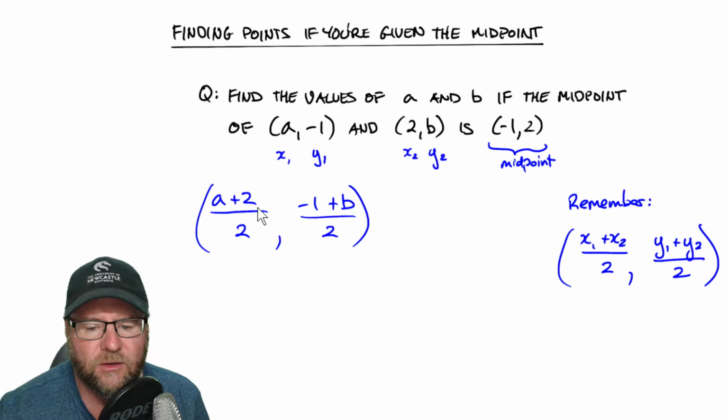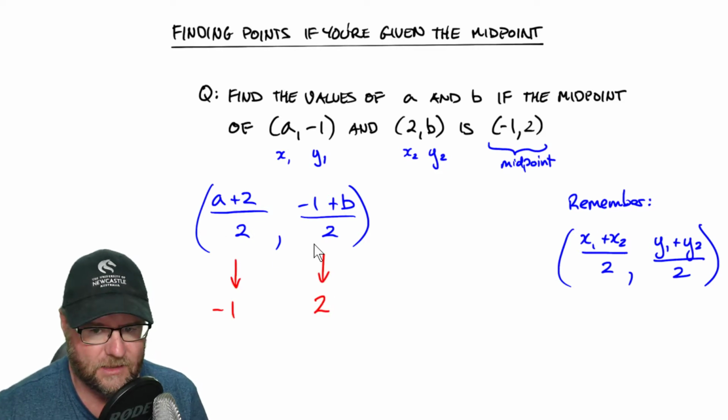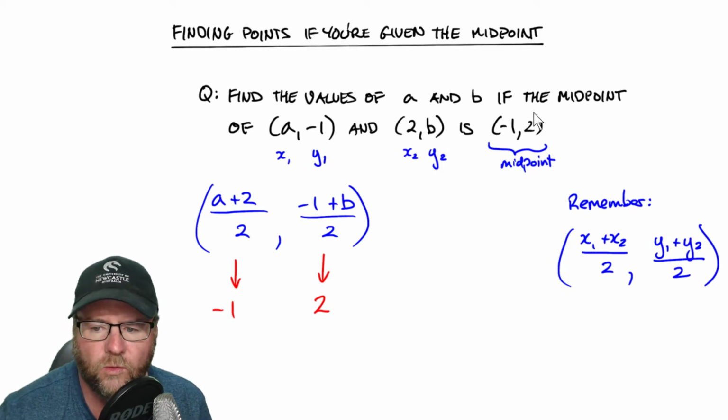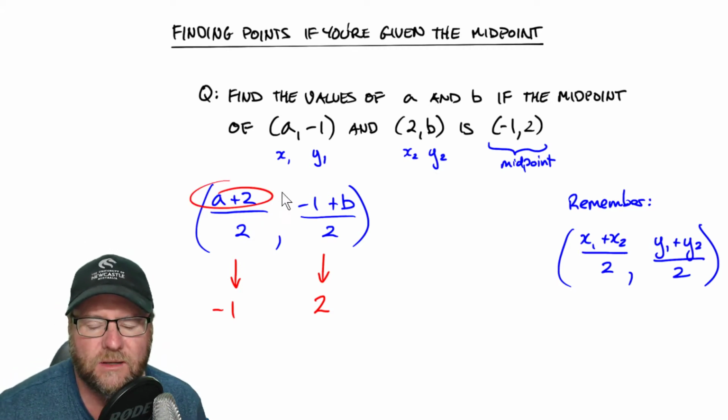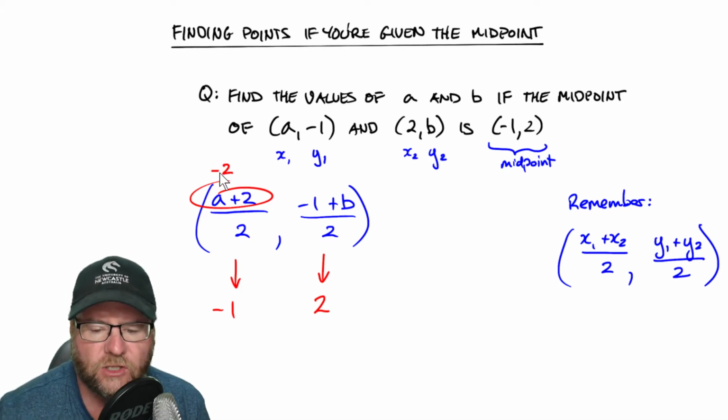Now, I can have a look at this, and I've got to get these to come to these numbers, because we're told here, looking at the midpoint, it's (-1, 2). So this bit needs to come to -1. This y value needs to come to 2. So I'm going to use a bit of trial and error and say, all right, this bit on the top is going to have to equal -2 for the whole fraction to come to -1, because -2 over 2 equals -1.